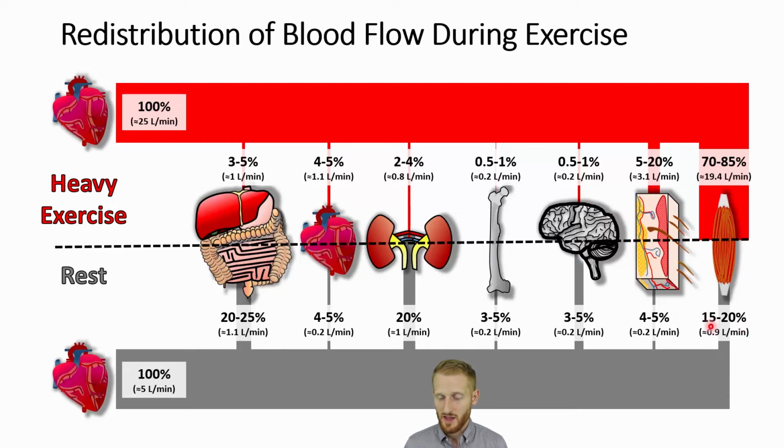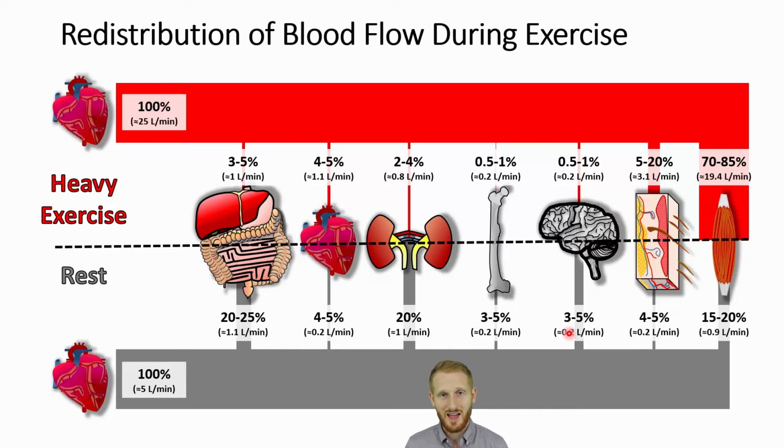The skeletal muscle at rest got about 15 to 20% of the blood flow. During heavy exercise, 70 to 85% of the blood flow. So way, way more of the blood flow than it got at rest. All right, so that's the percentage though. So again, the things that got a lot of the percentage of the blood at rest are the digestive system, the kidneys, and to some degree skeletal muscle. The things that got most of the blood flow during heavy exercise are going to be the skin and the skeletal muscle. But that's the percentages, so those are the relative values for blood flow.